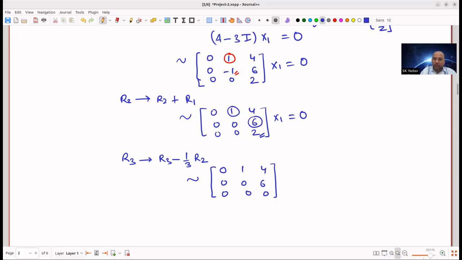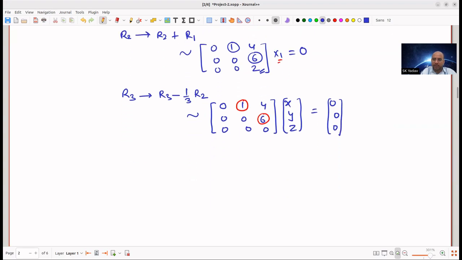And now we have checked that this is in echelon form, as the zero row is at the bottom and the leading element in a row is to the right of the leading element in the previous row. Now this x1 I can write as x, y, z, and the right side 0 vector I can write as 0, 0, 0. You can see this is a system where the coefficient matrix is in REF, row echelon form. So we can use back substitution.